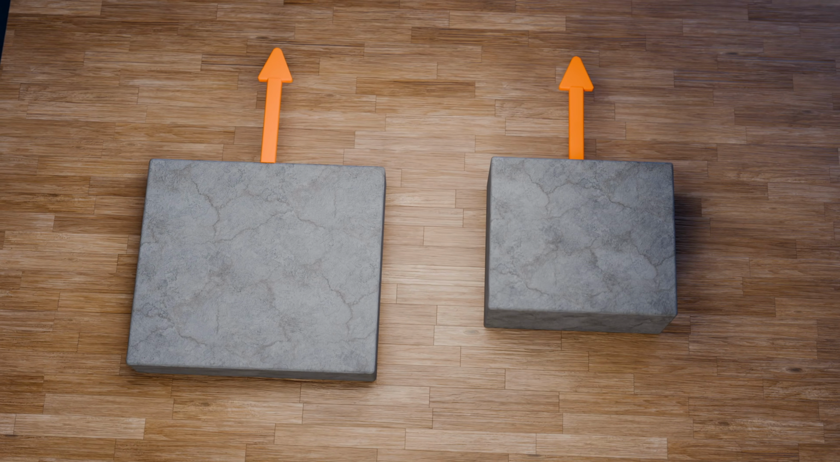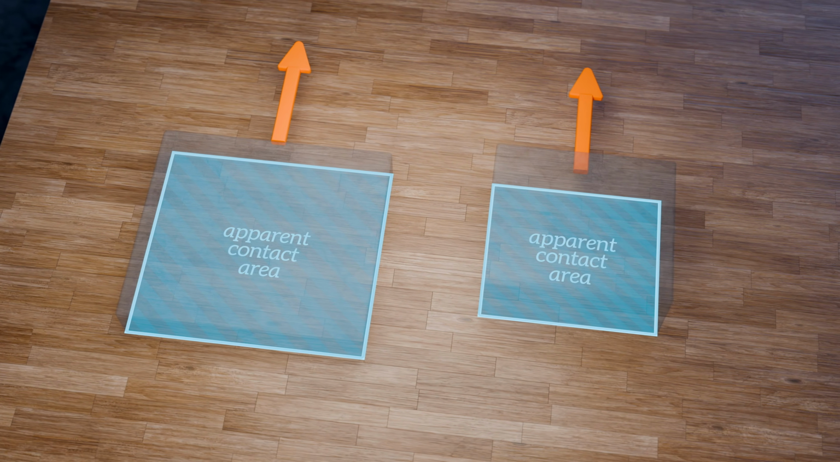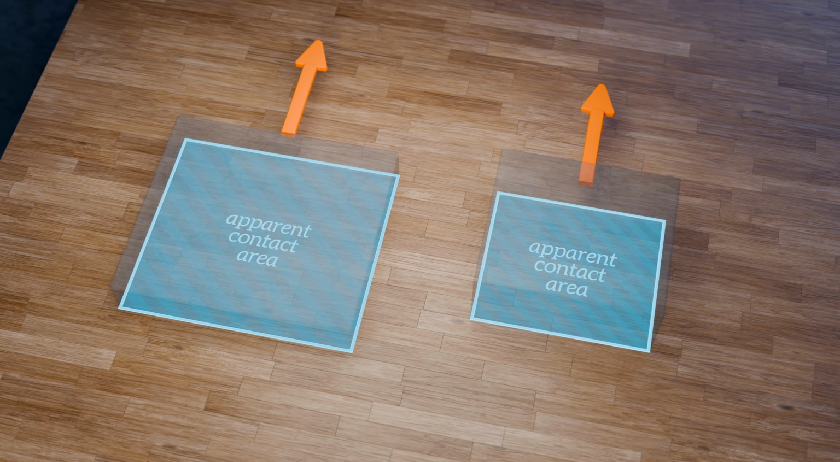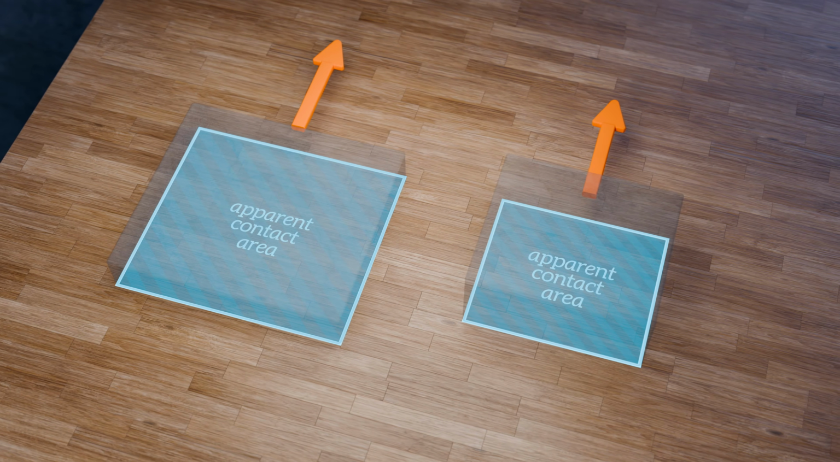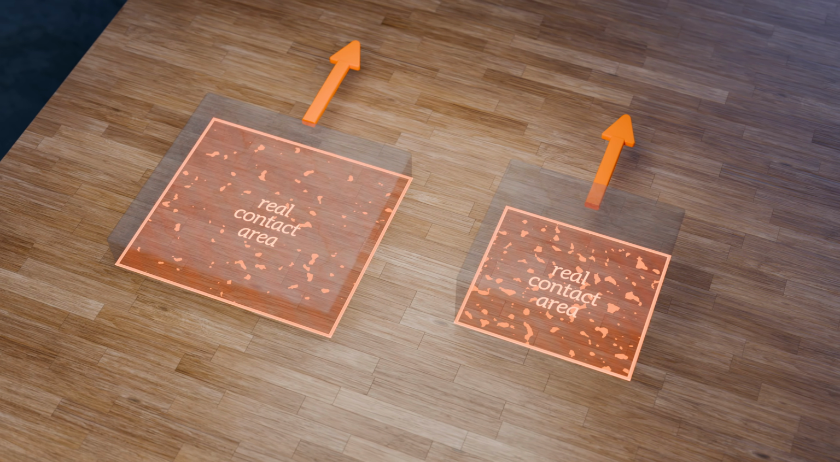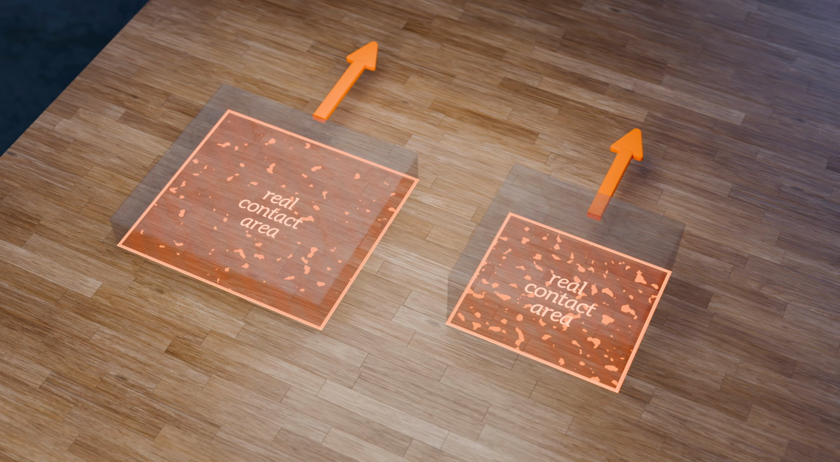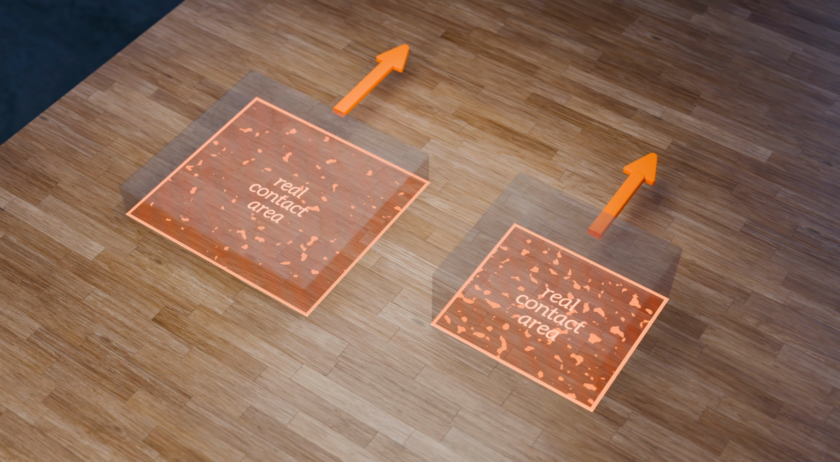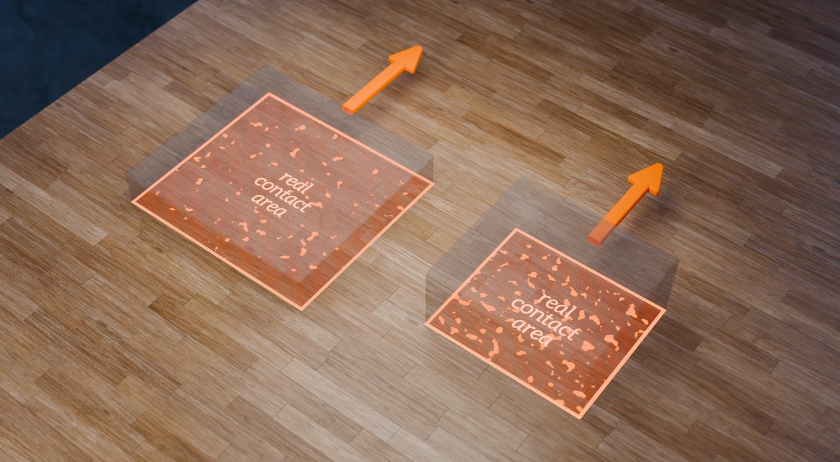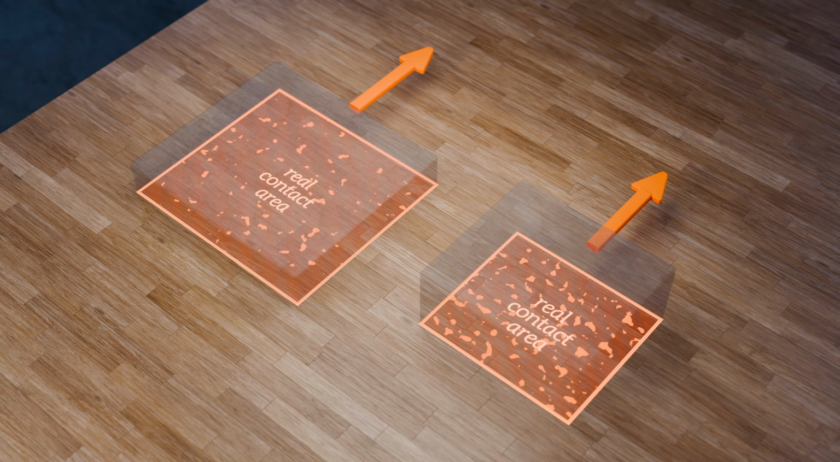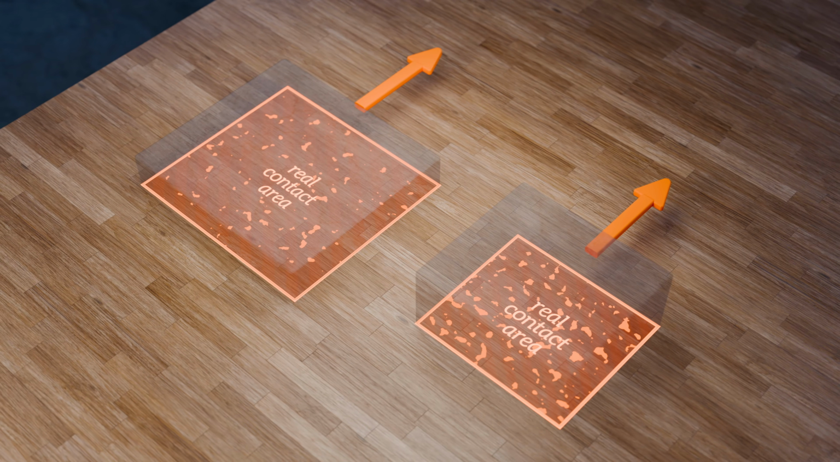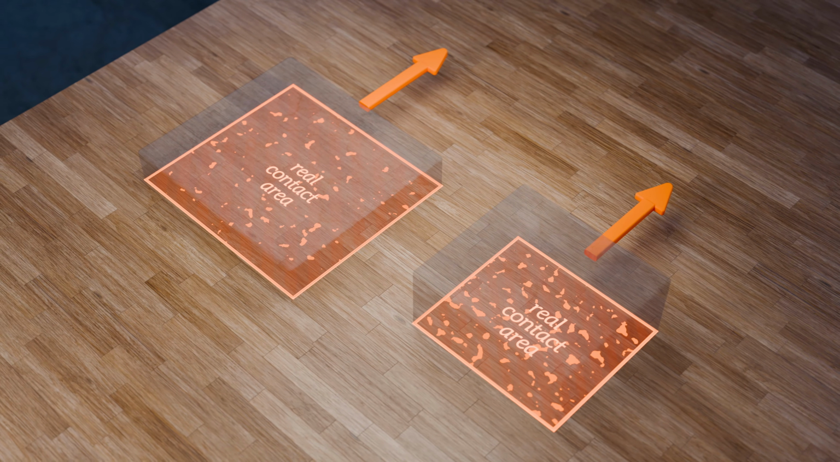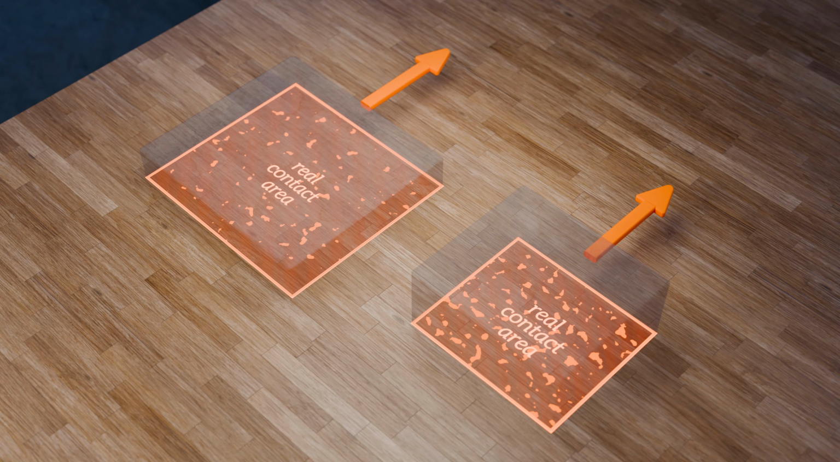which is the visible base of each block, and the real contact area, which is the sum of the microscopic contact points where the surfaces actually touch. When you increase the apparent contact area without changing the normal force, the contact pressure at the touching asperities decreases, meaning fewer asperities are pushed into close enough contact to interlock or form strong intermolecular bonds. The real contact area stays roughly the same, and as a result, so does the total frictional force.